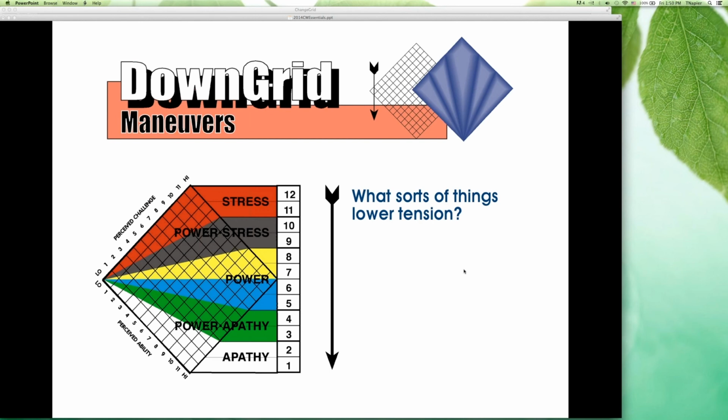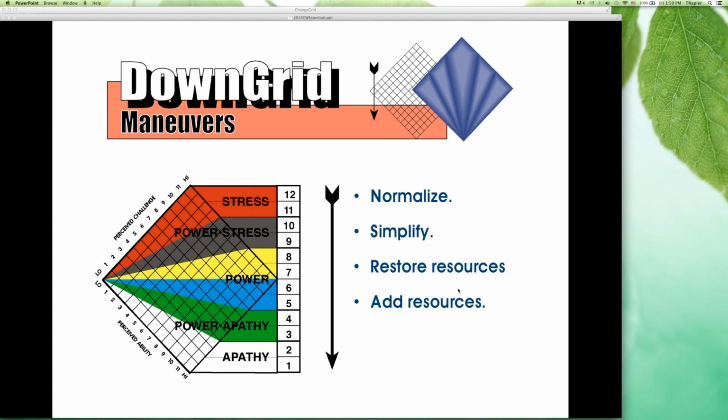So there are all kinds of things we have learned over the course of our lifetime that could be very useful when it comes to lowering someone's level of tension. We want to get very clear from the beginning: you all already know how to lower tension. Unfortunately, a great many of the things we've rattled off would be considered inappropriate, perhaps even illegal, in a business setting, so our choices get much more limited. We ended up talking about 4 downgrid maneuvers: normalize, simplify, restore resources, and add resources. We walked through that and made sure all of you really understood what we mean by these 4 different types of things you could do.